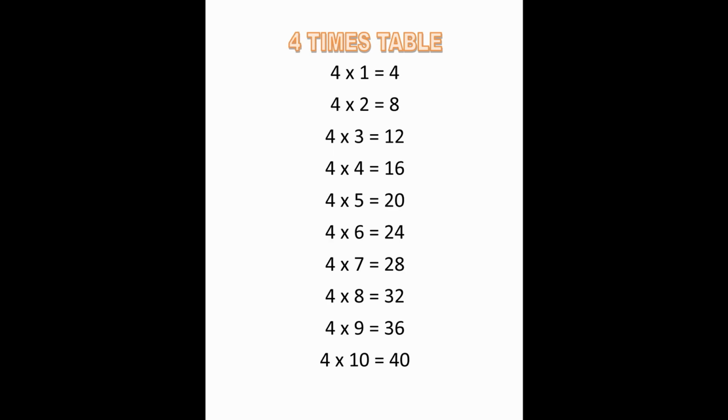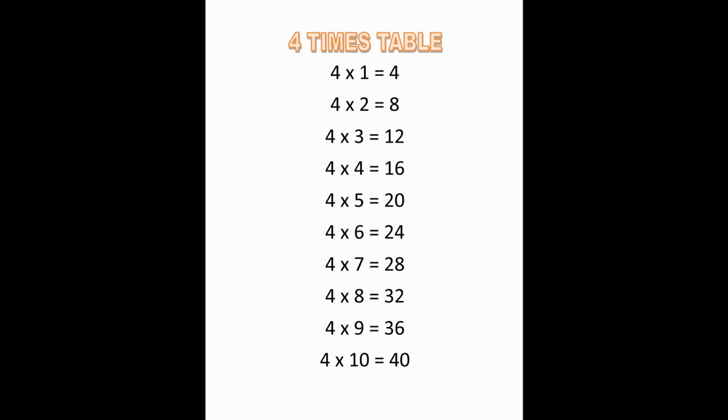4 times table. 4 times 1 is equal to 4. 4 times 2 is equal to 8. 4 times 3 is equal to 12. 4 times 4 is equal to 16. 4 times 5 is equal to 20. 4 times 6 is equal to 24.